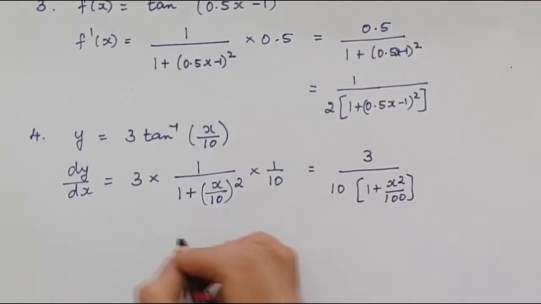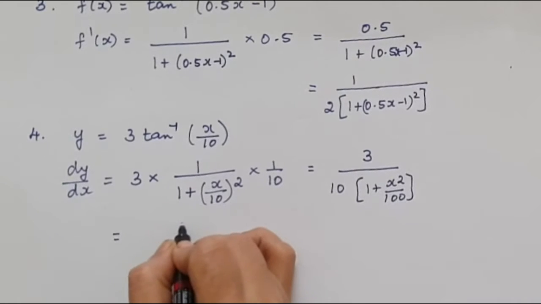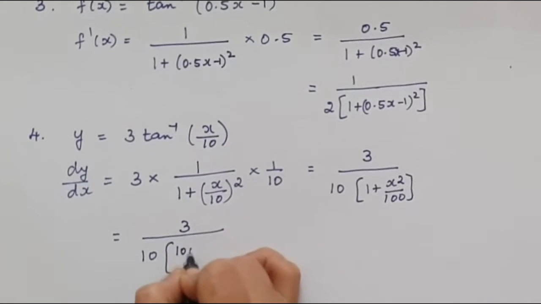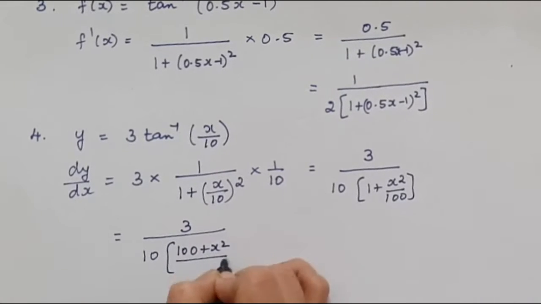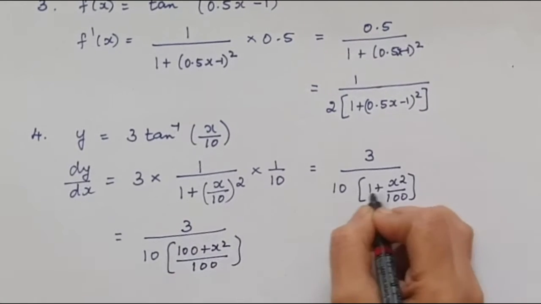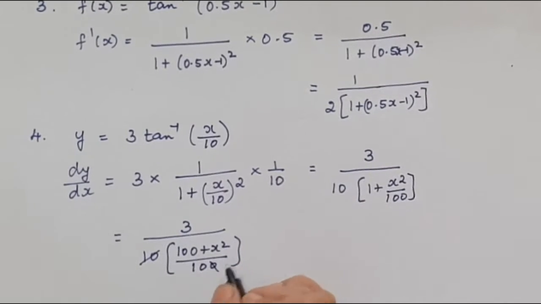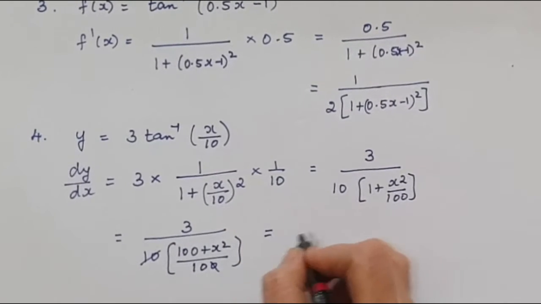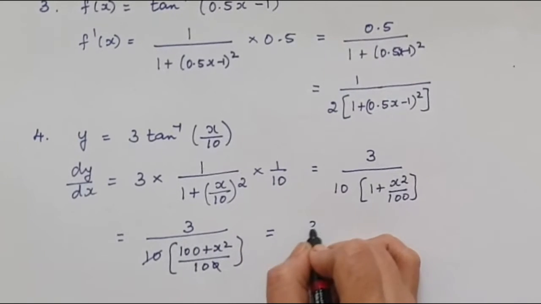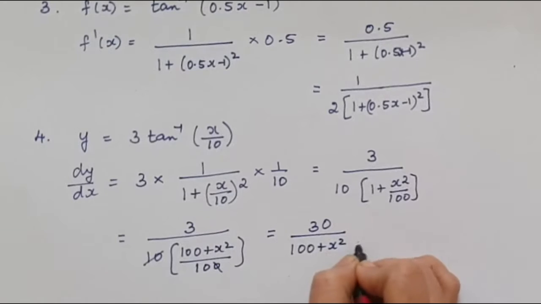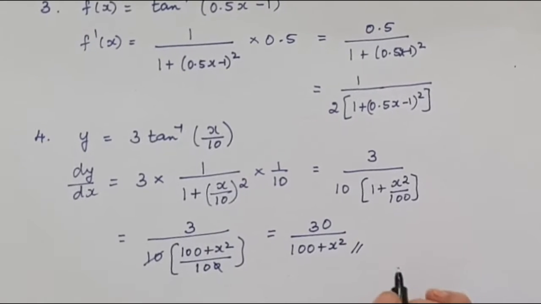You can just leave it like this, or if we want to simplify further, it is 3 over 10 into 100 plus x squared over 100. We are taking the LCM for it, so it becomes 100 over 100. Now this 10 and this get cancelled. So this 10 is multiplied in the numerator. So it is 30 over 100 plus x squared. This is the simplified way of writing the answer.